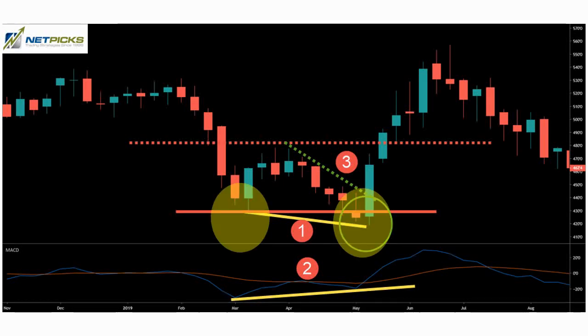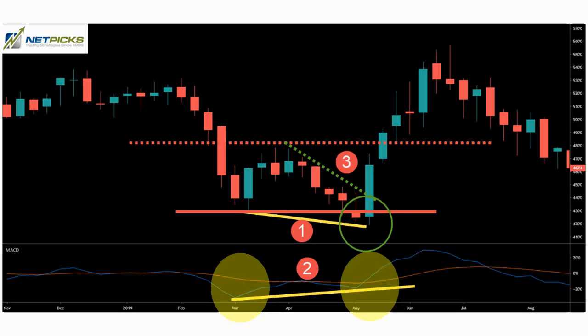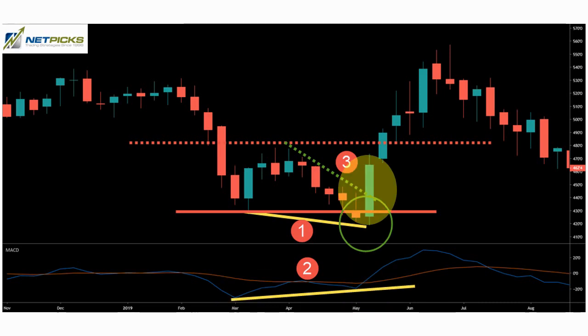Now, there's a lot going on in this chart here, so I broke it down with a little more detail. We compare the two lows, and we note that the second low is lower than the first. So this is a lower low after a lower high, which is still a downtrend market structure. The MACD, which is actually the 3-10 oscillator settings, shows that momentum on the lower low is actually more to the upside. That is bullish divergence. A simple trend line break can be your entry by setting a buy stop order just above it.